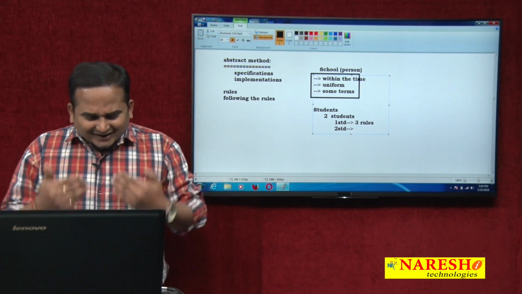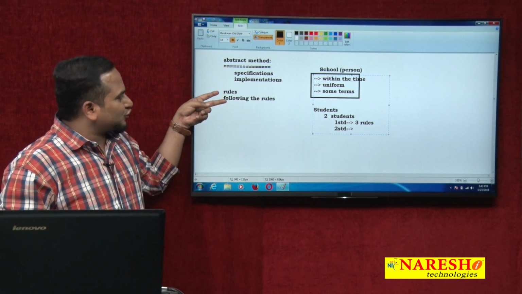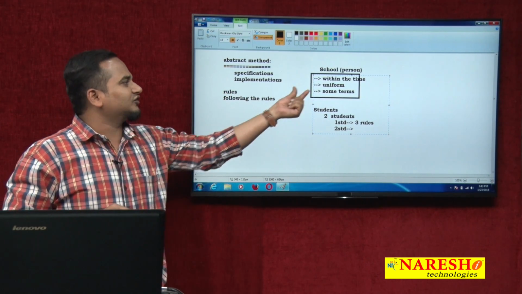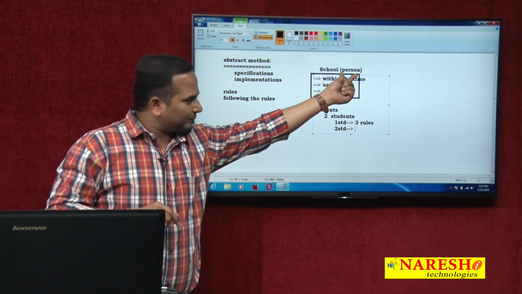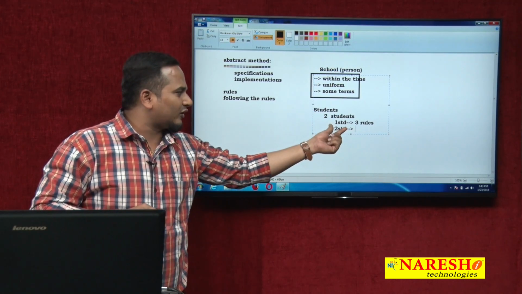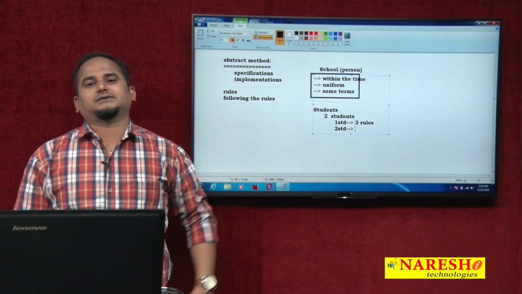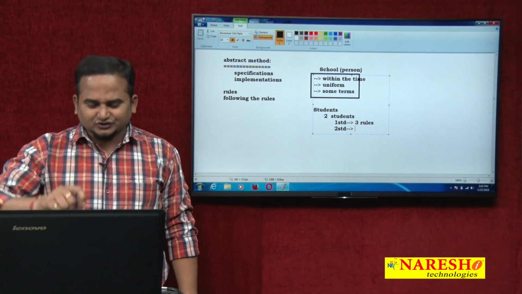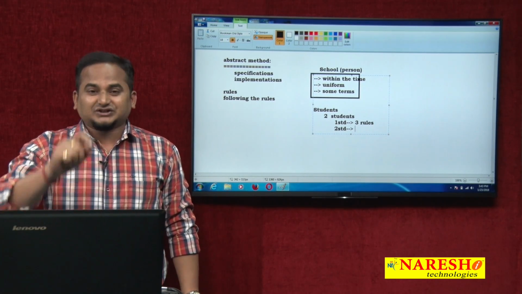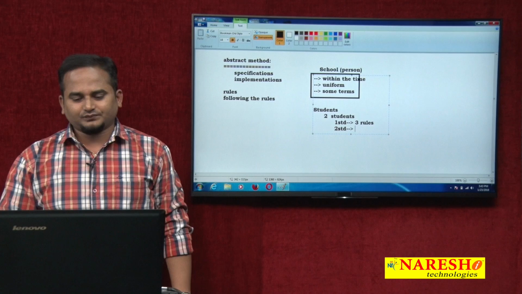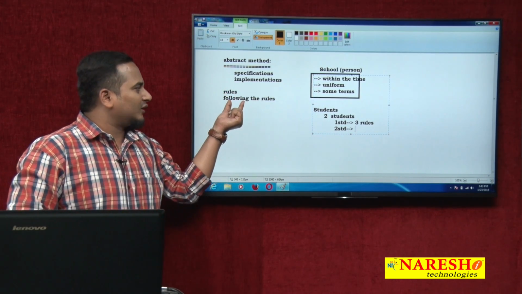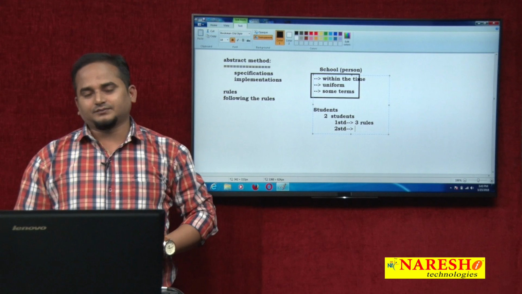So, here the main intention of these two terminologies is only one thing: rules are always provided by the school principal, and those rules are followed by the students. If the student is not following those rules, the school principal never gives the chance to sit in the school. This is one type of understanding of what a rule is and what is the meaning of following the rule.